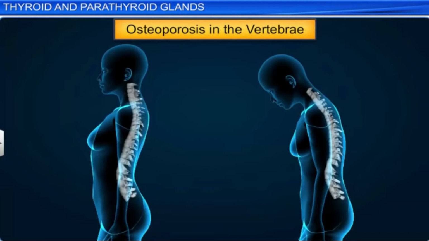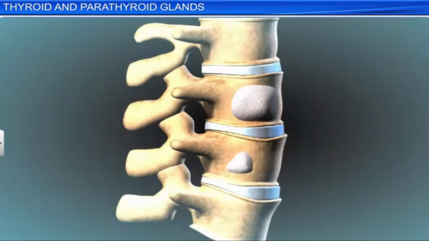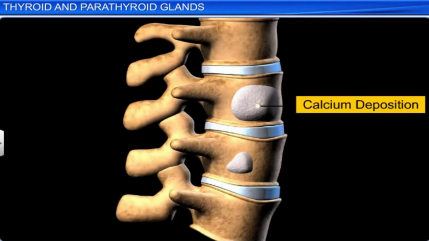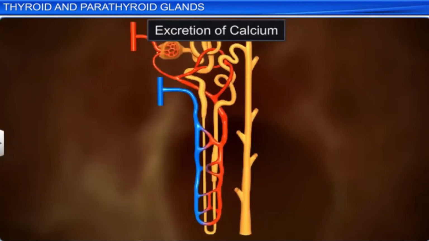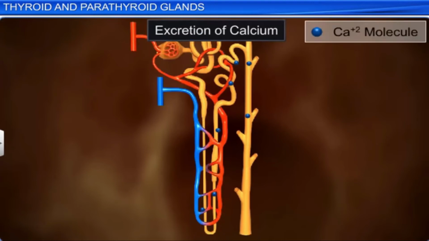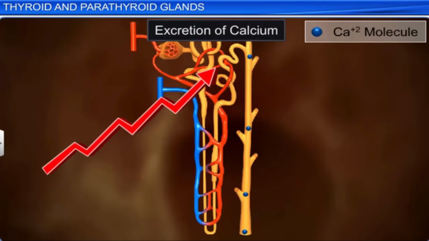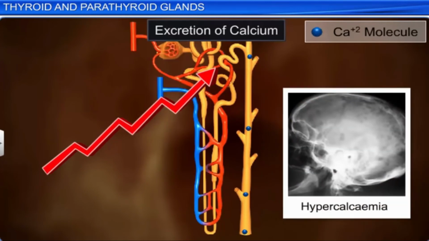Hyposecretion of thyrocalcitonin causes osteoporosis. It is characterized by increasing calcium deposition in the bones. This results in decreased reabsorption of calcium from the urine, thereby increasing the excretion of calcium. Thus, it prevents hypercalcemia.